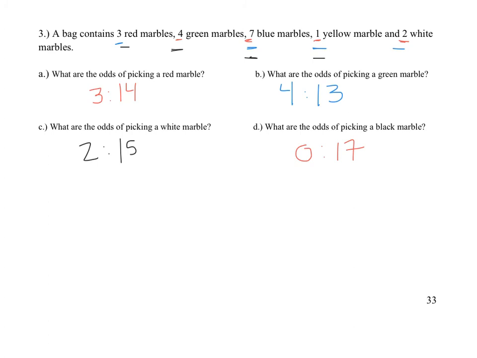So these examples were all odds in favor, but to do the odds against an event, you would just flip it and you would write it the opposite way. 14 to 3, 15 to 2, 13 to 4, 17 to 0. Remember with odds, it's favorable being compared to unfavorable. You don't use the total anywhere. Your values would add up to the total.